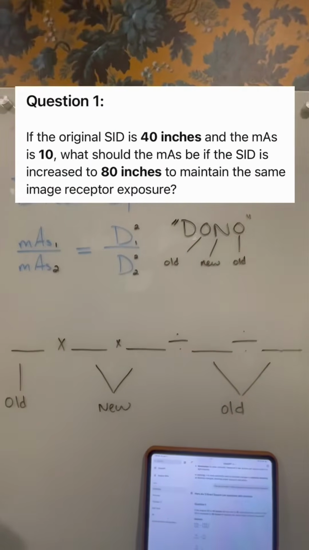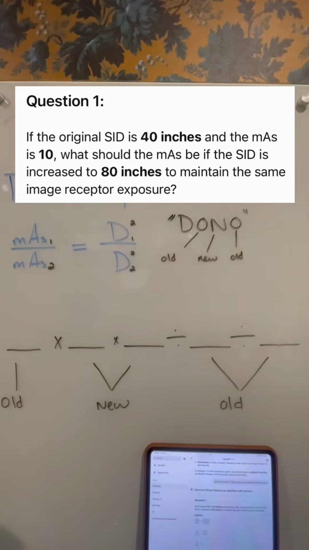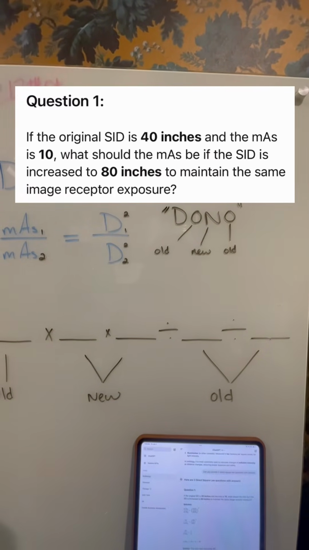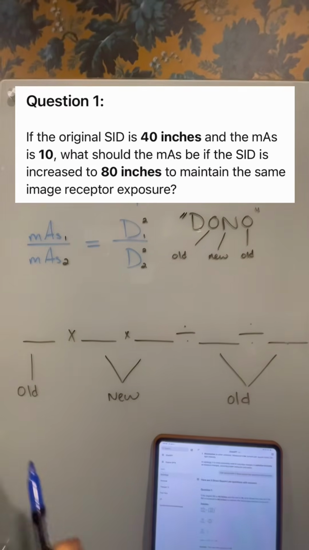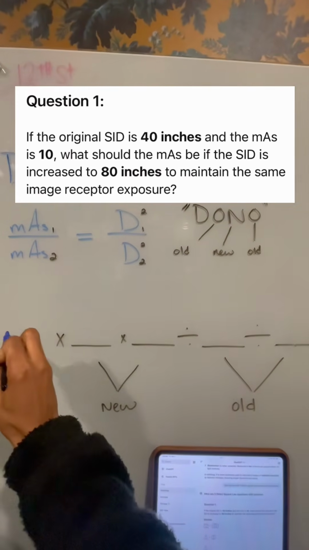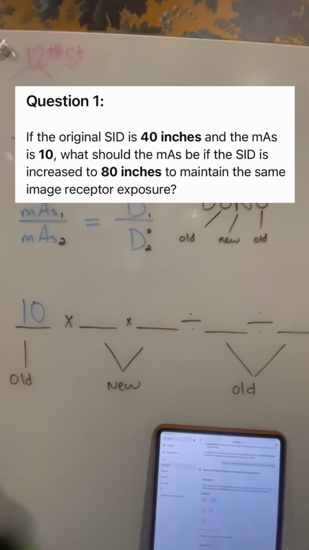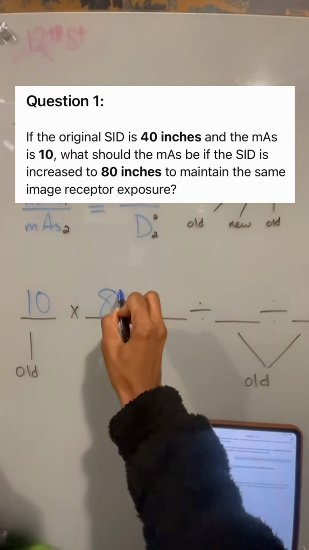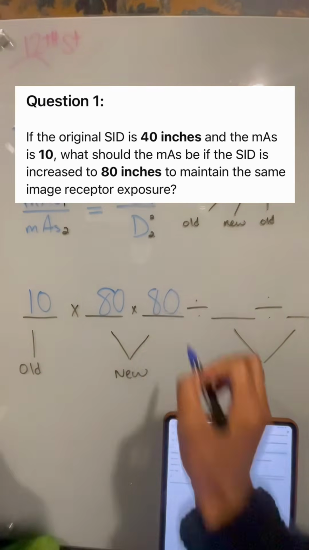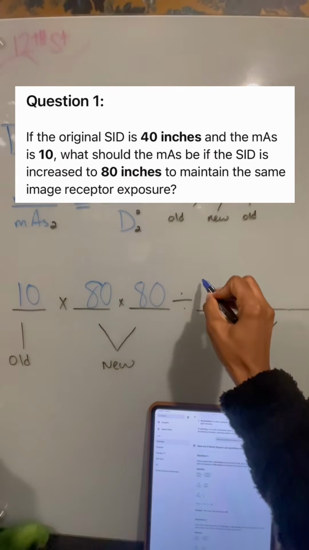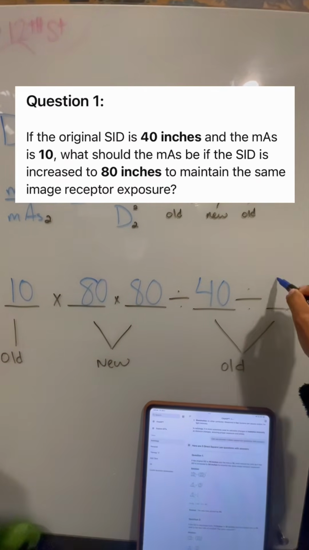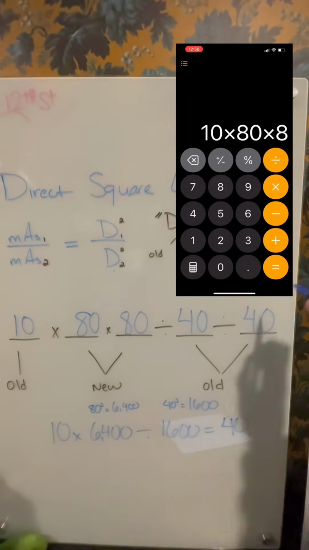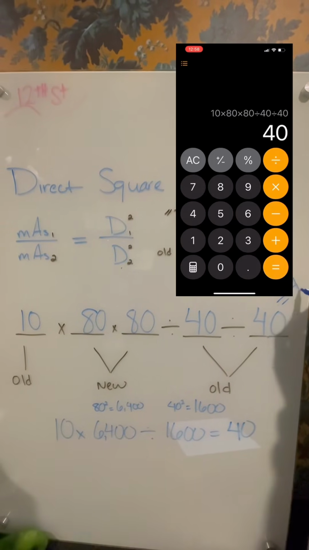Bringing it back to the problem, it says the original SID is 40 inches, the MAS is 10, and they want to know what the new MAS is if we're at 80 inches. So you're going to plug in the original MAS, which is 10. Now you're going to plug in the new distance, which is 80. And then remember it's squared, which is why we're writing it twice. Now you're going to plug in the old distance, which is 40. And once again, your distance is squared, so that's why it's here twice. After you multiply and divide all this up, your new MAS will be 40.